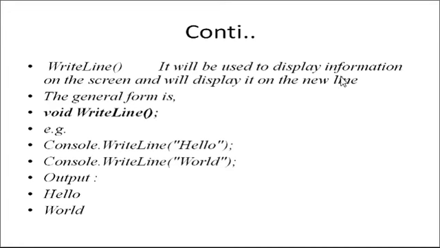WriteLine is used to display information on the screen and will display it on a new line. If you want to display the statement on a new line, the WriteLine method is used. For example, Console.WriteLine hello and Console.WriteLine void: the output is Hello on one line and void on another line. So if you want to go to a new line, you write Console.WriteLine.